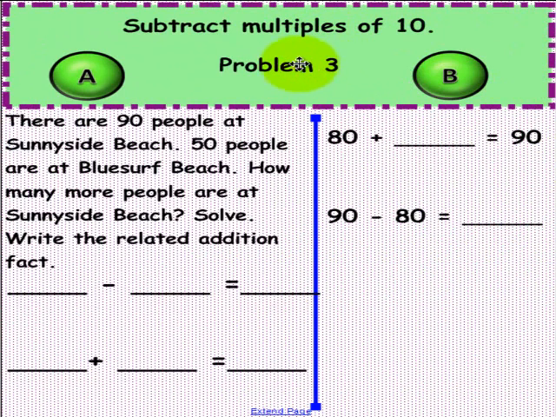Problem 3. Again, we are going to subtract multiples of 10. And we have two parts, A and B. Let's look at A first. There are 90 people at Sunnyside Beach. 50 people are at Blue Surf Beach. How many more people are at Sunnyside Beach? Solve the problem, and we want you to write the answer here, but we also want you to write the related addition fact here. Part B. 80 plus what equals 90? 90 minus 80 equals what? If you would please, pick up a pen to solve these two problems.